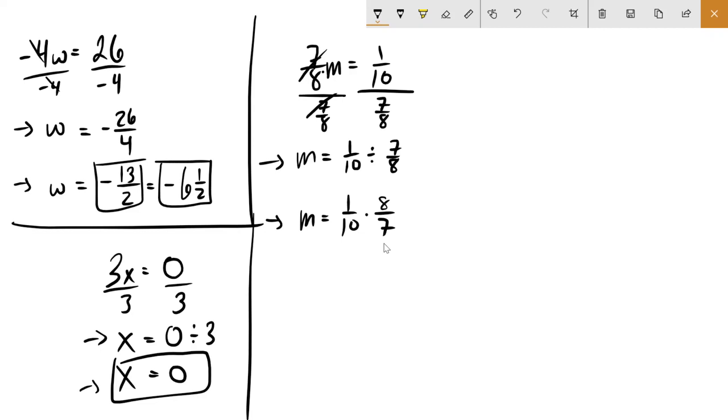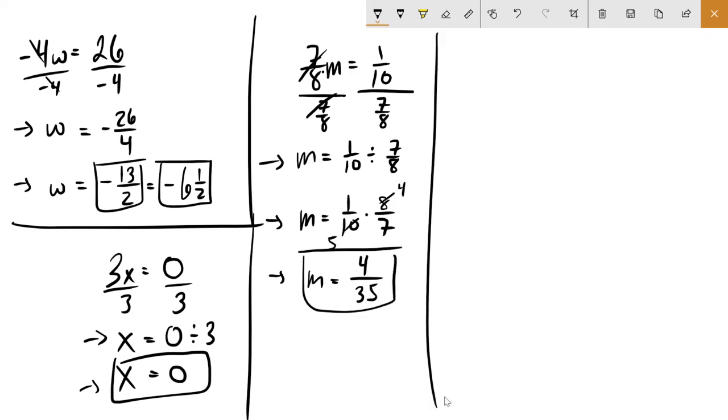Now we just have to take care of reducing. 8 and 10 are both divisible by 2. So 10 divided by 2 is 5. 8 divided by 2 is 4. So on top, you just have 1 times 4 is 4. On bottom, 5 times 7 is 35. And that would be your solution. All right. Any questions on that one?